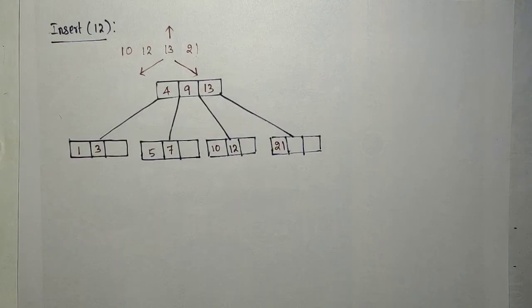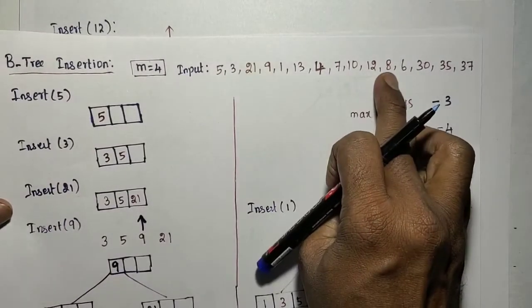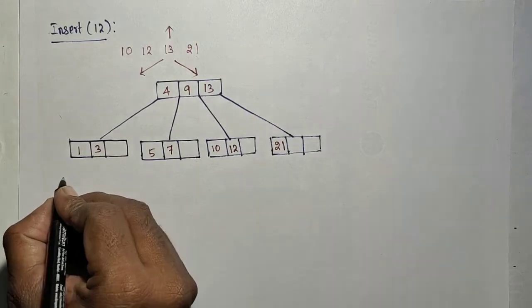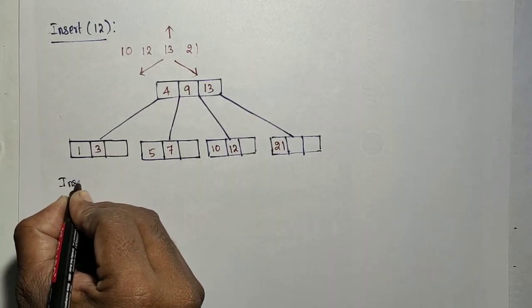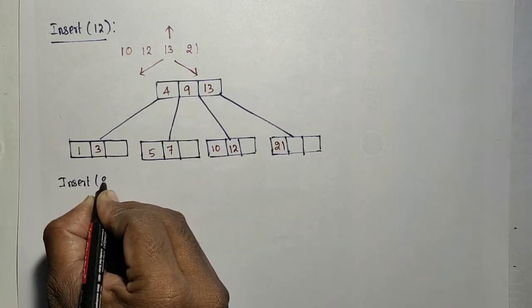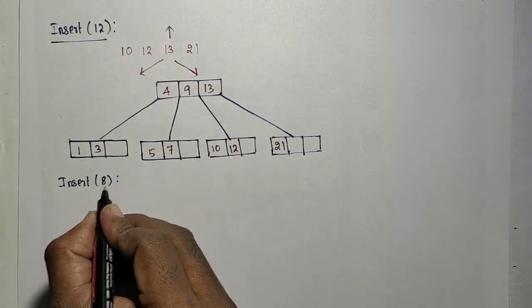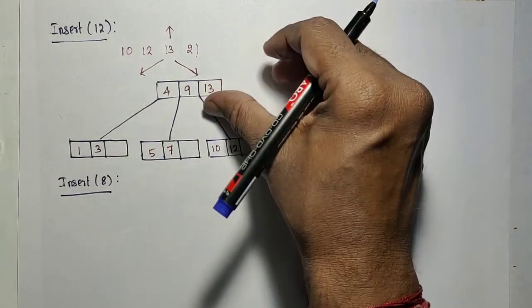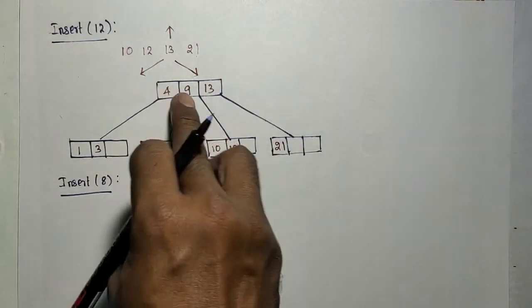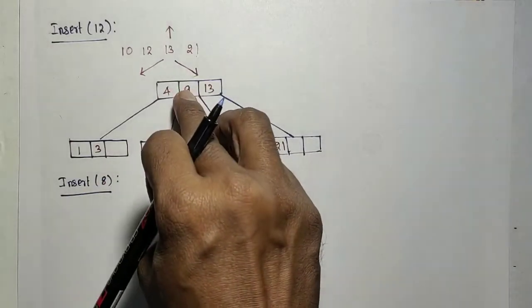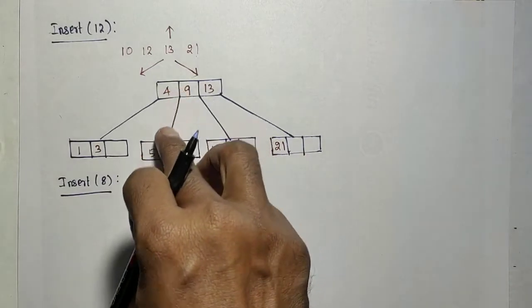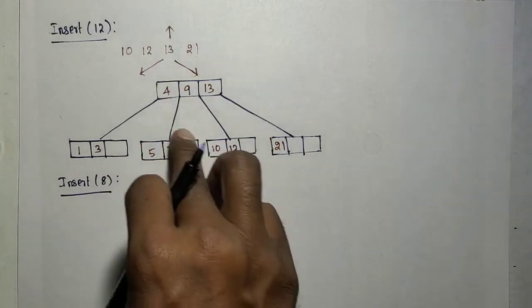So next I need to insert, after the 12, 8. Okay, so insert 8. Now I need to look for the leaf node into which 8 is to be inserted. I have to start searching from the root. So 4, 8 is greater. Okay, 8, 9, so lesser. So in between 4 and 9 I need to insert the 8. So I need to go to this branch. Here this is the leaf node.